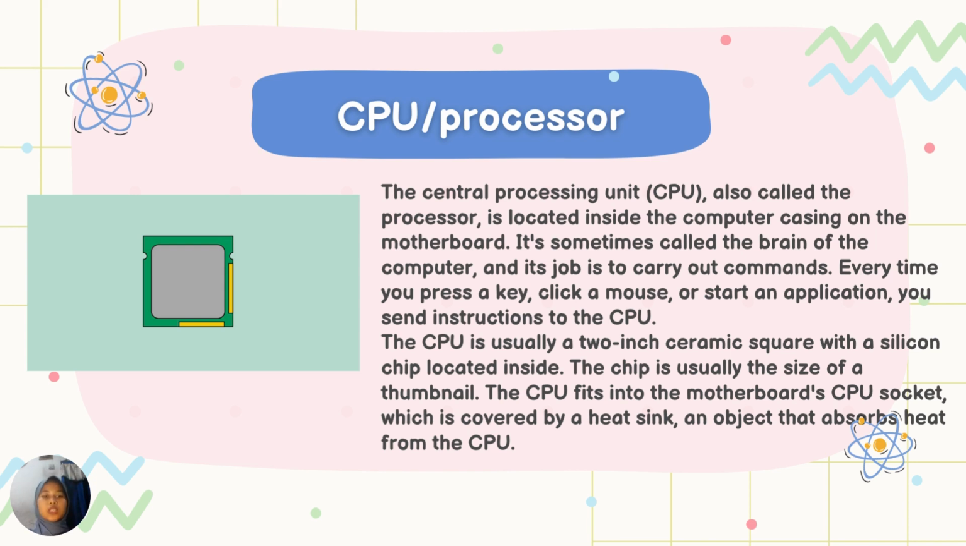The CPU is usually a 2-inch ceramic square with a silicon chip located inside. The chip is usually the size of a thumbnail. The CPU fits into the motherboard's CPU socket, which is covered by a heatsink, an object that absorbs heat from the CPU.